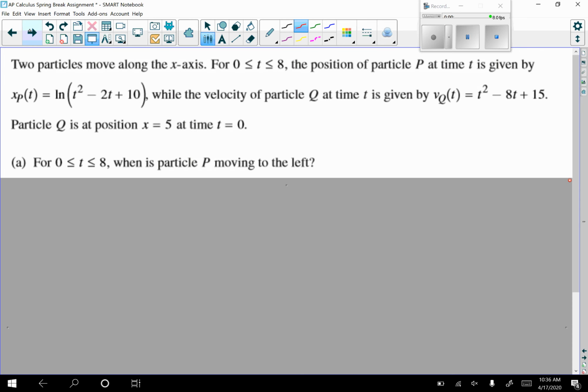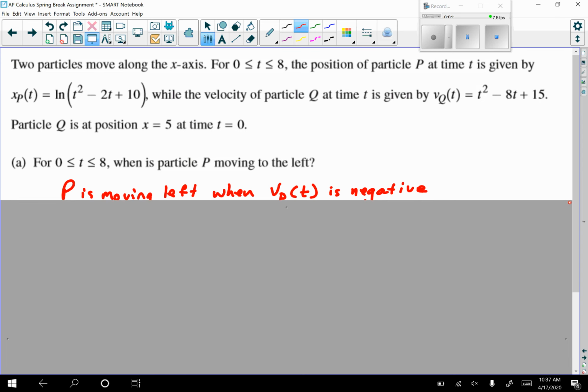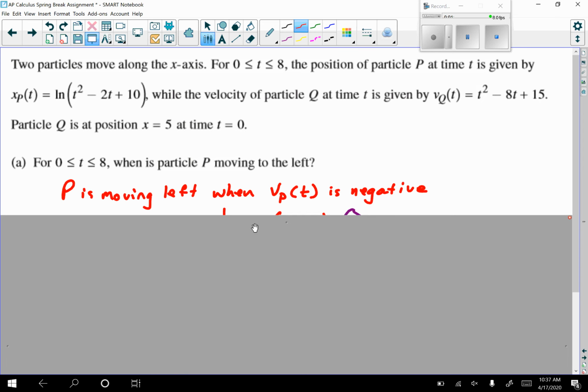So for question A, we want to know when the particle P is moving to the left. So we're first going to make a connection of how we know how to find this, which means we know a particle's movement is based on its velocity function. So the first statement here is that P is moving to the left when the velocity of particle P, notice how I have this written here, is going to be negative. So we want to go through and first make that connection.